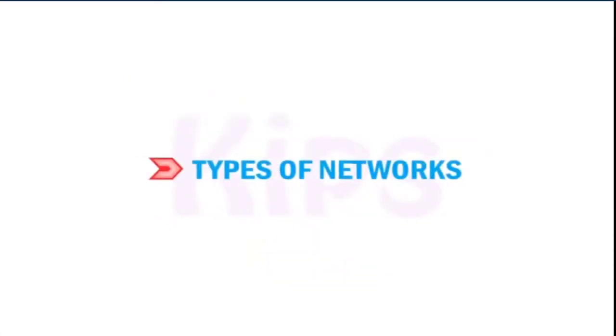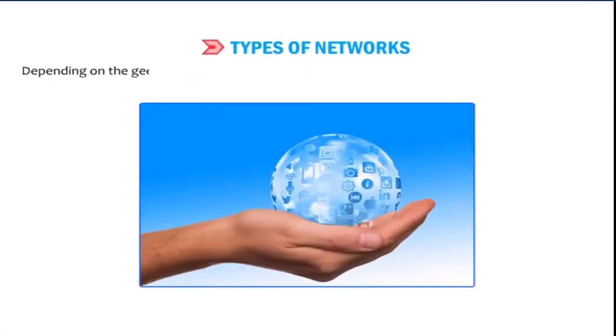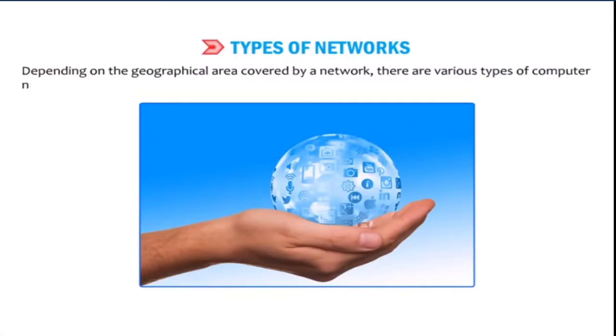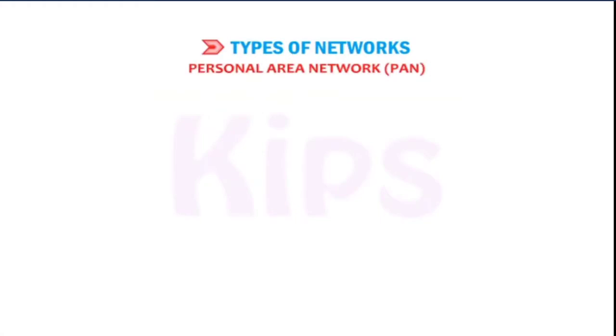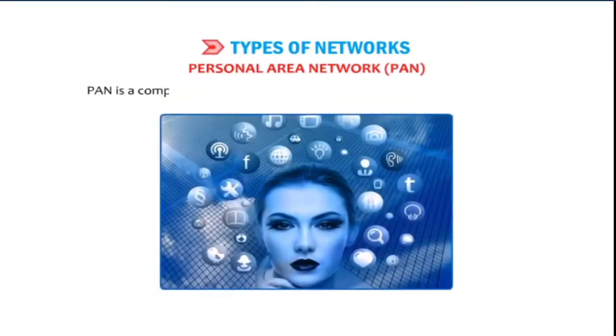Students, let me tell you how many types of networks there are. Depending on the geographical area covered by a network, there are various types of computer networks used worldwide, which are as follows. Personal Area Network, PAN. PAN is a computer network that is mainly created for an individual person.